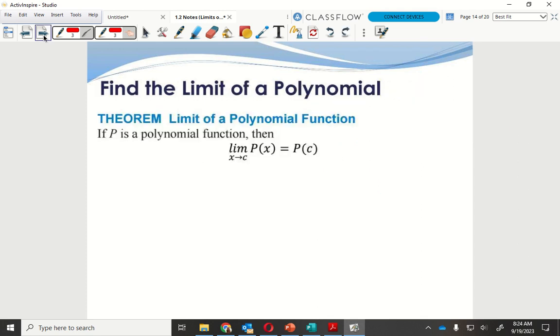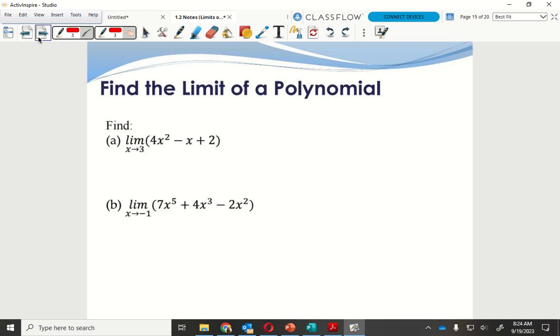All right. Let's keep going. Limit of a polynomial. If it is a polynomial function, then you could just plug it in. Again, right here, finding the limit by plugging in. So this is kind of like what we just did for the problem for the AP question. If I just plug it in, that's going to be 4 times 3 squared minus 3 plus 2. So 3 squared is going to be 9 times 4 is 36 minus 3 plus 2.